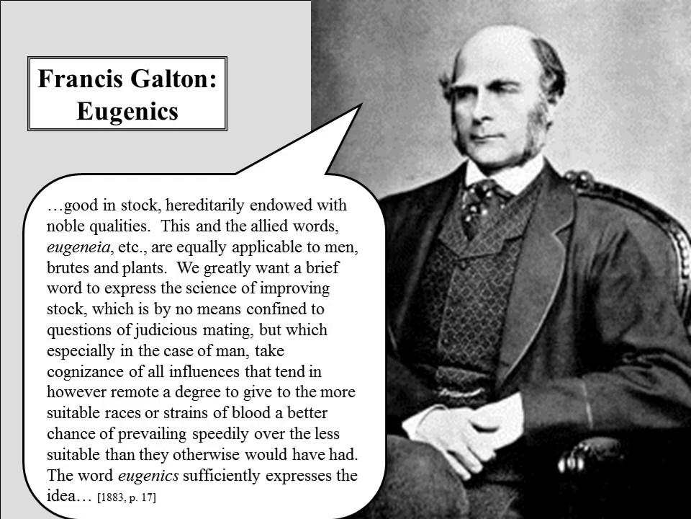So he goes on in 1883 to define what eugenics is. If you've noticed, I haven't actually defined it yet. I said something about judicious marriage, but he really does put it well into words here. He says that eugenics means good in stock, hereditarily endowed with noble qualities. This and the allied words eugenia, etc., are equally applicable to men, brutes, and plants.